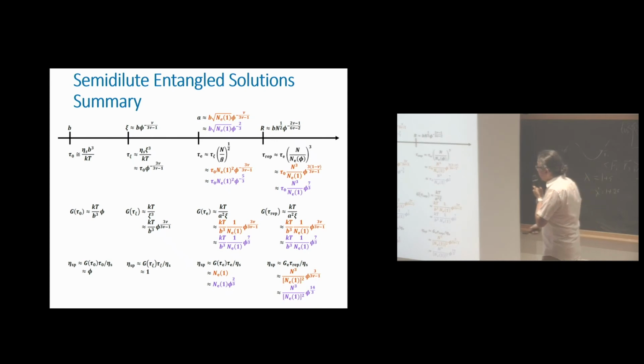Okay, to summarize everything, in entangled solutions you have 4 different length scales: monomer size b, correlation length xi, tube diameter a, and chain size R. For each, you can have a characteristic relaxation time, modulus, and viscosity. I didn't show you the viscosity, but basically the specific viscosity is the product of modulus and relaxation time divided by the solution viscosity. We will use that later.